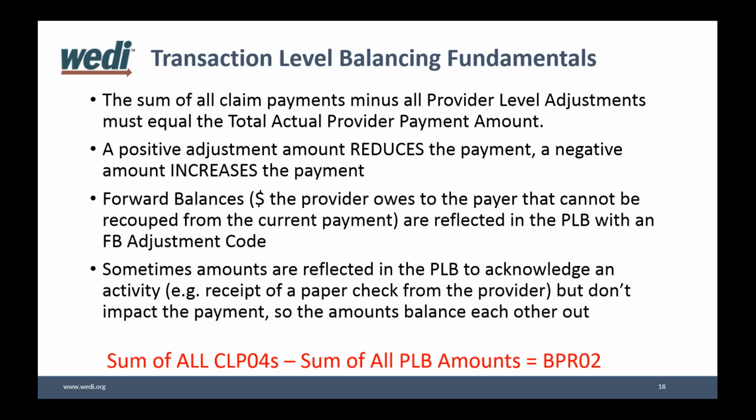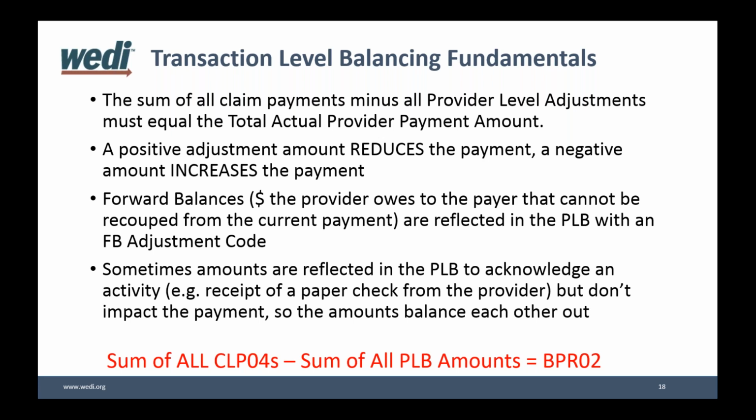And this is important in the PLB because we have things like forward balancing. This is money that the provider maybe owes the payer that can't be recouped from this payment that we're in. That could be for overpayment recovery. It could be for any number of things. It could be a loan set to them or what have you. So these are reflected in the PLB with a forward balance adjustment, FB. And what that means is basically this amount is going to move to a future remittance. So we can't collect it here. We don't have enough. So we're going to move that to another remittance advice.